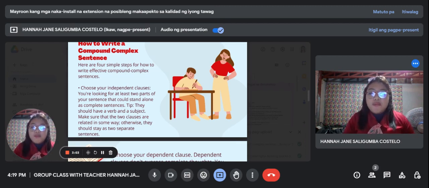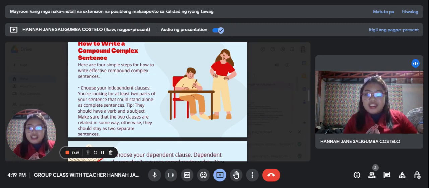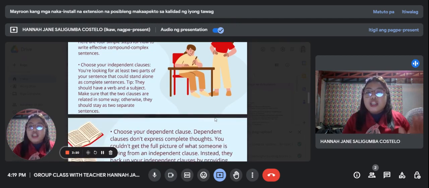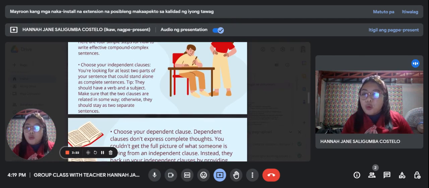When we say verb, it shows an action. It is a part of speech that shows an action. They should have a verb and also a subject. Subject is the main topic or theme of a specific sentence. Make sure that the two clauses are related in some way. Otherwise, they should stay as two separate sentences.